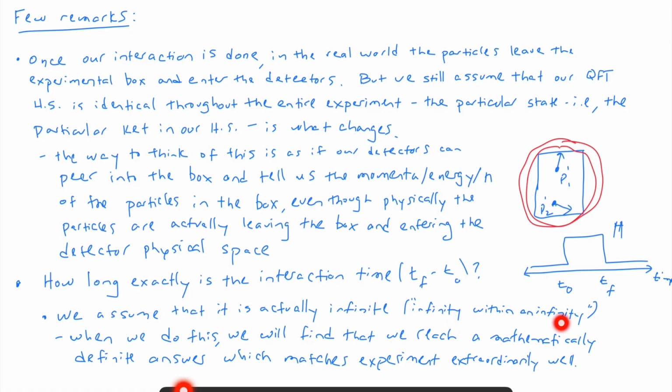It's almost like you have an infinity within an infinity. Infinities are very weird. You can do all sorts of weird things that sometimes don't even make any sense, but this is just how it's going to be done. When we do this, we'll reach a mathematically definite answer, which matches experiment really well. So if we plug in time of interaction as infinity and crank out the math, which we'll do in the next few lectures, we'll find that we hit an equilibrium answer. That answer also happens to be what we see in experiment to extraordinary precision. So that's why we justify it.